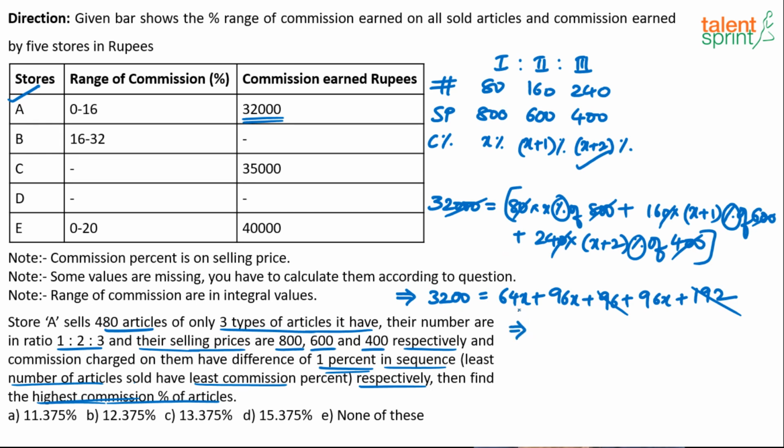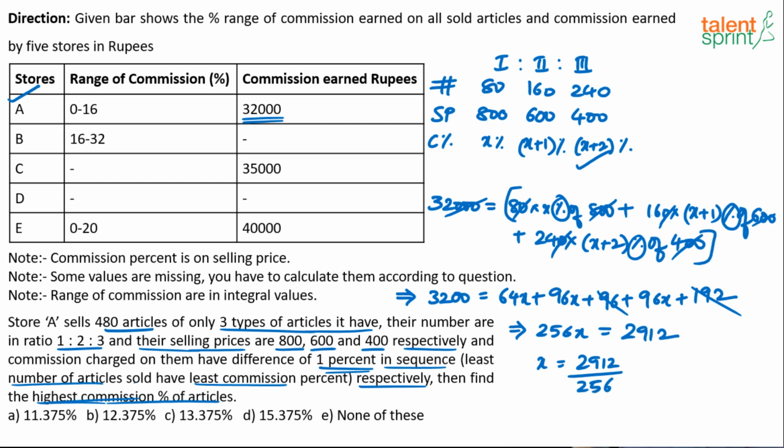You getting it? And what is the sum of x's here? 64, 96 and 96 and 96 is 192. 192 and 64 is 256. So 256x is equal to 3200 minus whatever we had got. What did we get? 192 plus 96. So 288. So that should be equal to 2912. Now simplify this, we'll get the value of x. X is 2912 by 256.